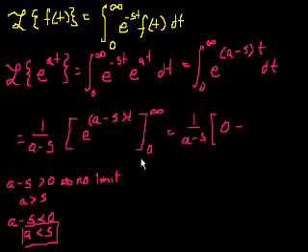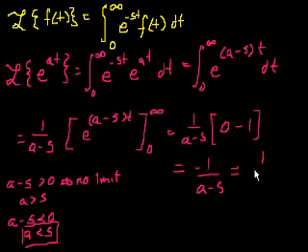So when you evaluate this at 0, what happens? t equals 0. This whole thing becomes 0. E to the 0 is 1. And we are left with what? Minus 1 over a minus s. And that's just the same thing as 1 over s minus a.